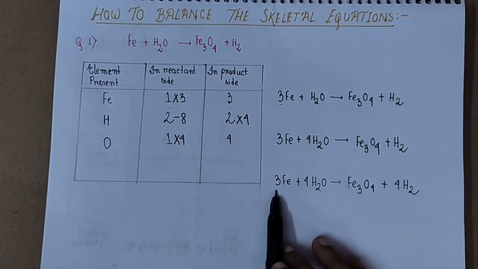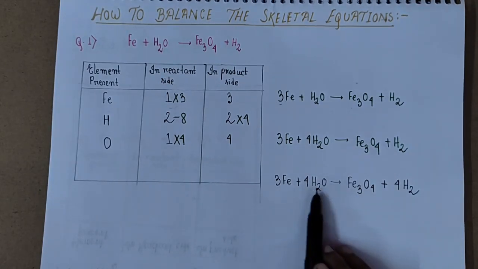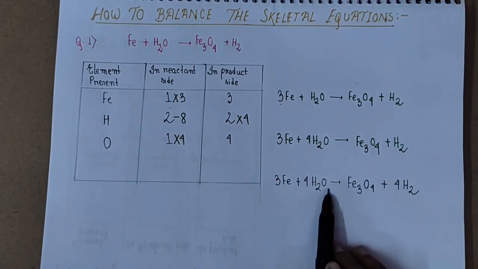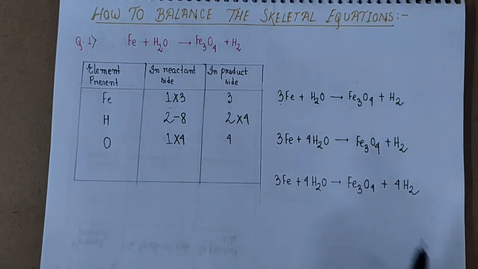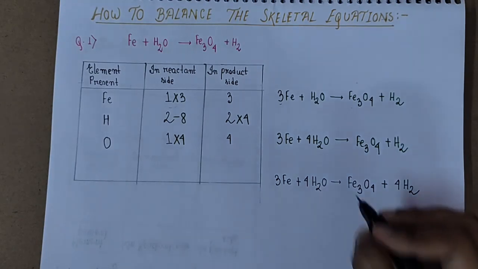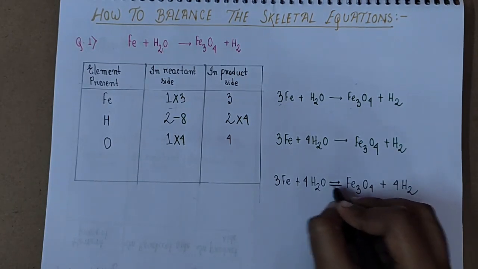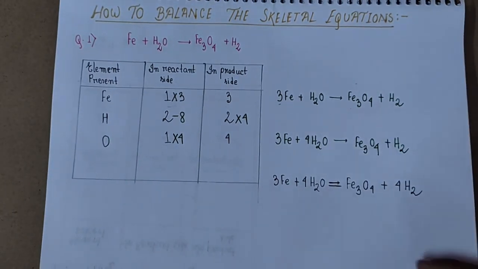Fe, this is 3 in reactant side and also 3 in product side. Now hydrogen, 4 times 2 is 8 in the reactant side and also 4 times 2 is 8 in the product side, and oxygen 4 in the reactant side and 4 also in the product side. So now this is a balanced equation, and whenever an equation gets balanced, you will not use any arrow sign, you will use one equal to sign. Okay, so this equation is now balanced. So move for the next one.